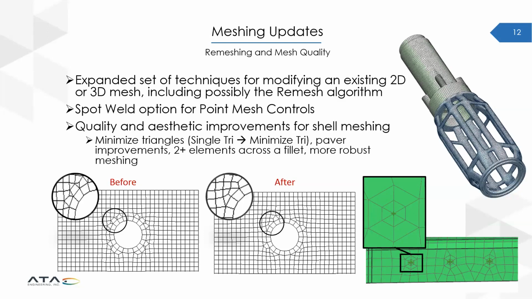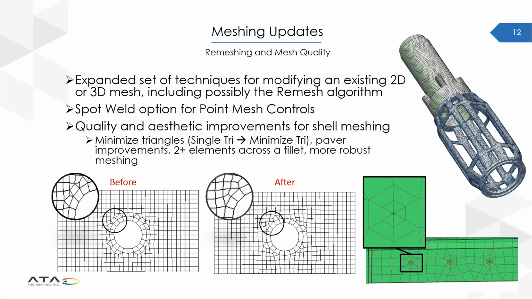There are new point mesh control options, and that is the spot weld option. Previously, if you did a point mesh control, you were basically just setting the local element size around that point. But now we have a new spot weld option that puts this type of element pattern around your point.